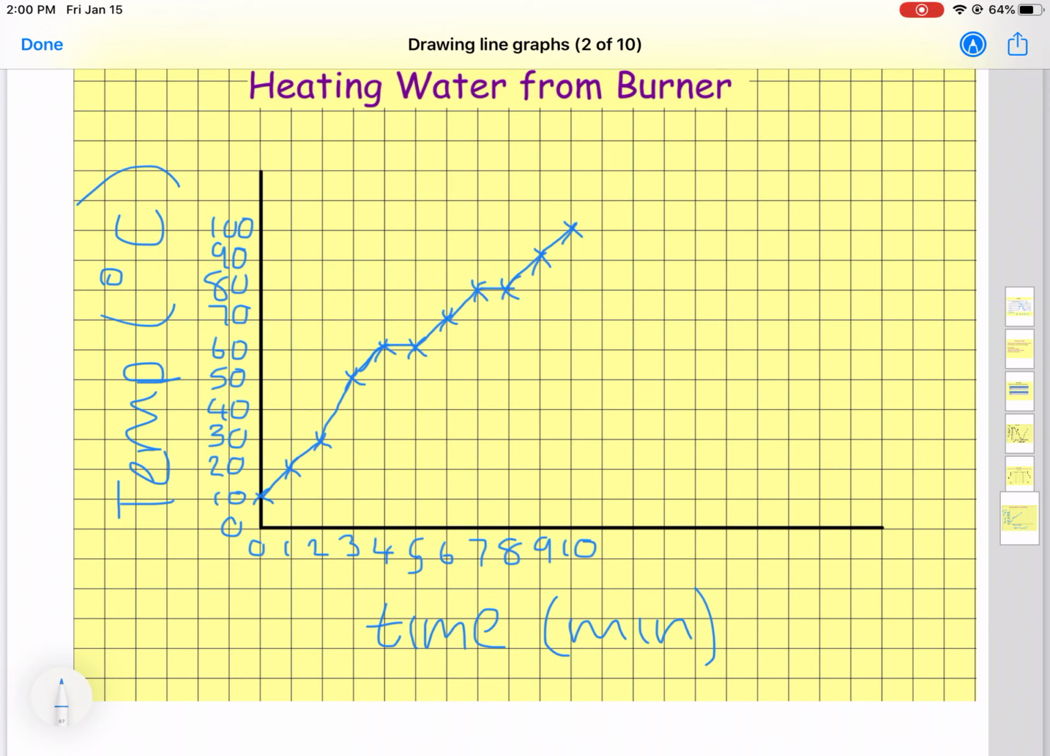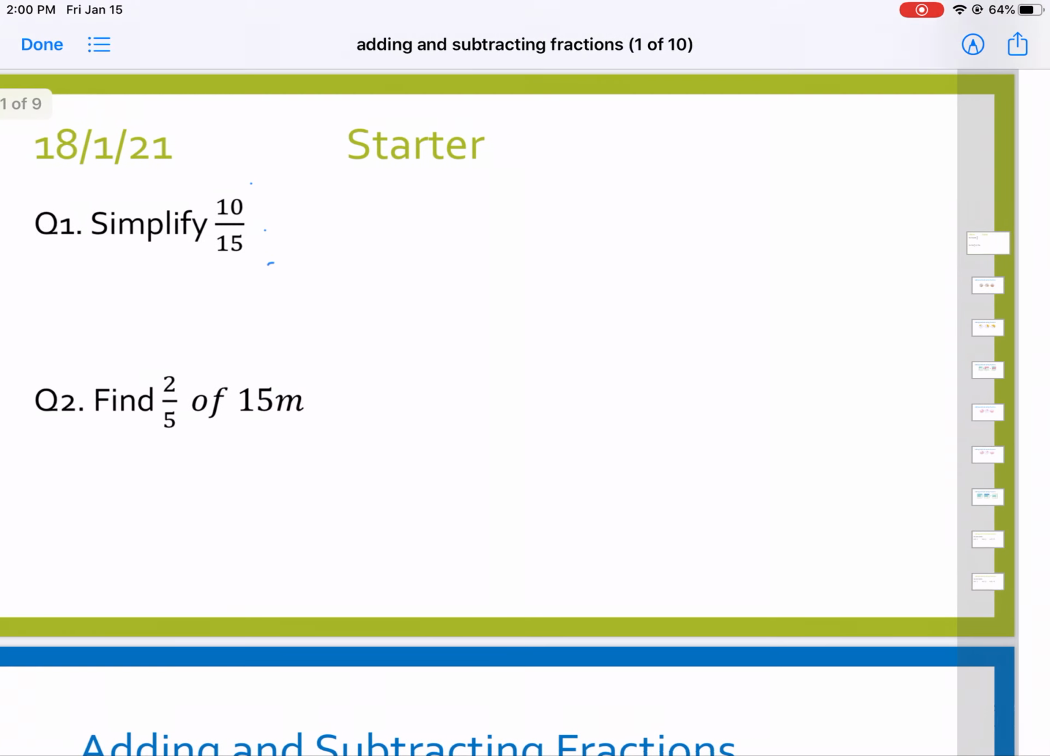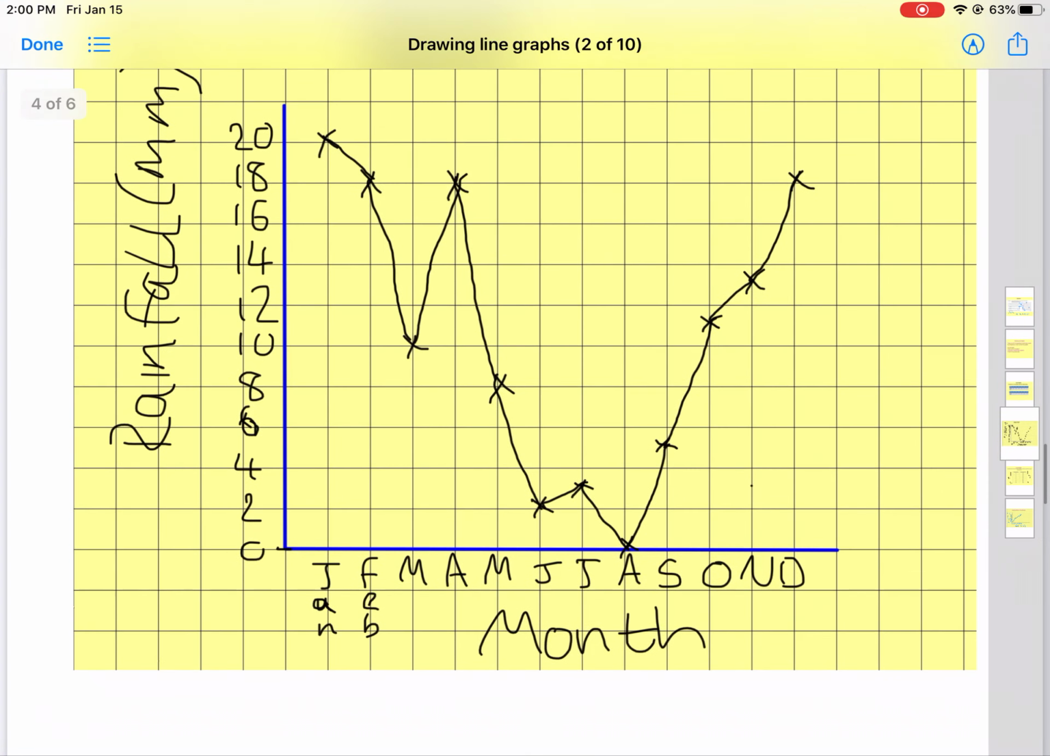Okay, so that's just the very basics of drawing line graphs. We need to make sure we have the labels, we need to make sure that we have the numbers correct as well, and of course, as we saw with the first graph, it doesn't always have to be numbers down the bottom there as well. Okay, it could be words, things, shapes, etc.